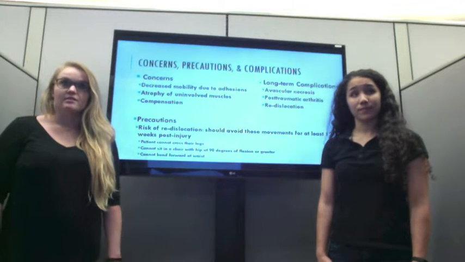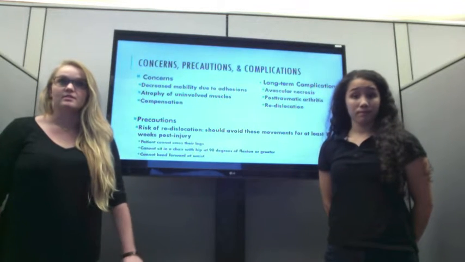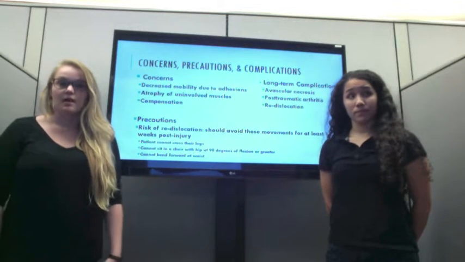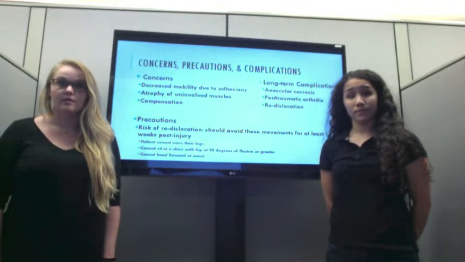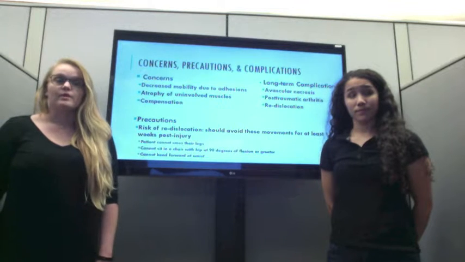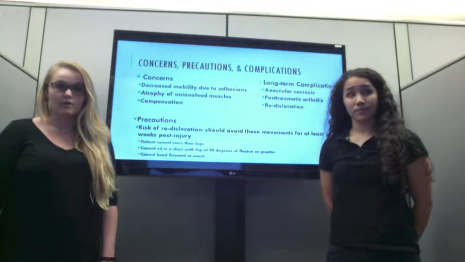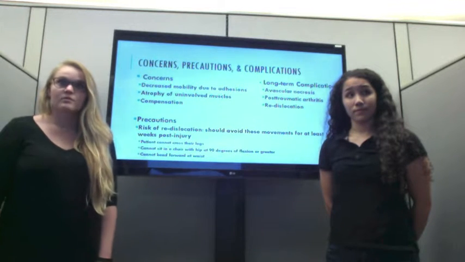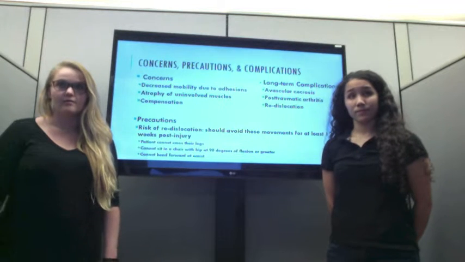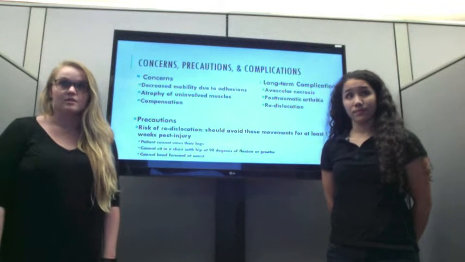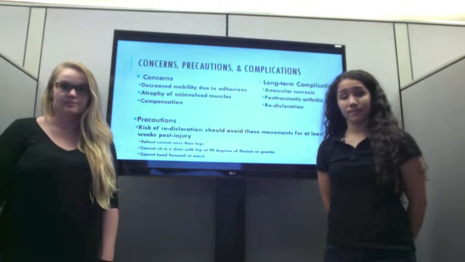Some precautions that we have is to make sure the patient does not cross their legs. They cannot sit in a chair with their hip at 90 degrees or greater, and they cannot bend forward at the waist, and these should be avoided for at least 12 weeks after the injury. Some long-term complications that we want to make our patient aware of are avascular necrosis, post-traumatic arthritis, and redislocation.